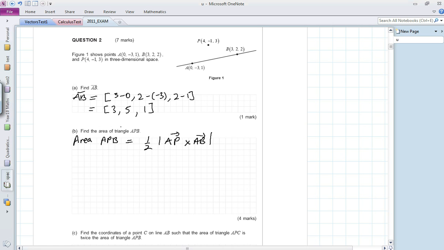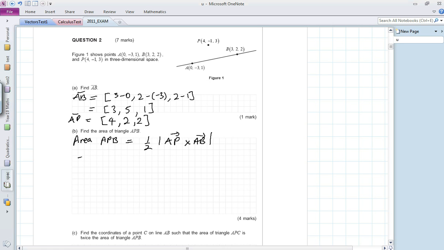So we've already worked out what AB is, so we can work out what AP is as well, following a similar process. Here AP is going to be 4 subtract 0, which is 4, minus 1 subtract minus 3, so that's 2, and 3 take 1, again is 2, so we end up with a vector there.